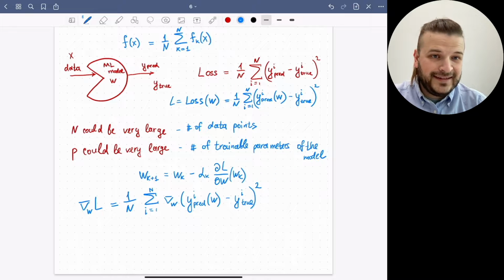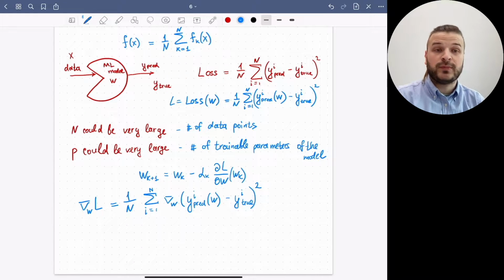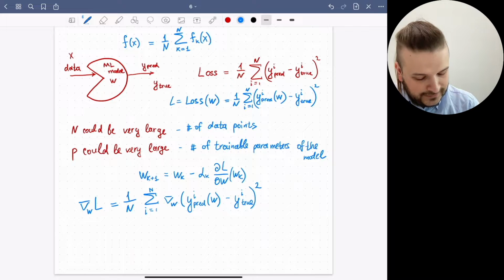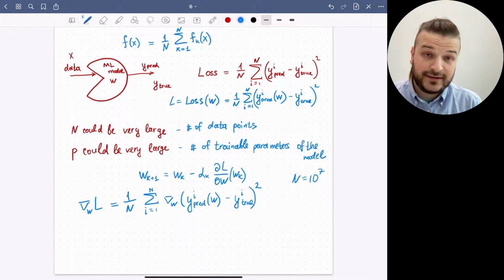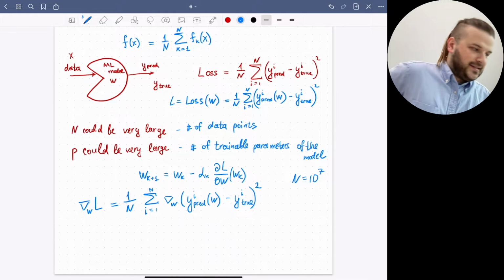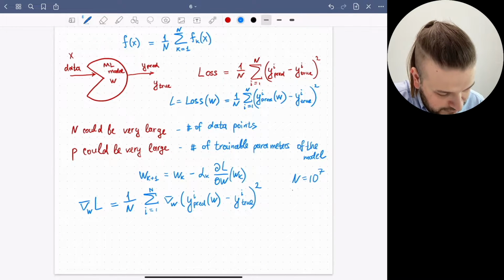And if n is very large, it means that just calculating a single gradient could be a problem here. For example, if n, let's say, is 10 to the power of 7, and that's the number of points in the ImageNet dataset, 10 million points.